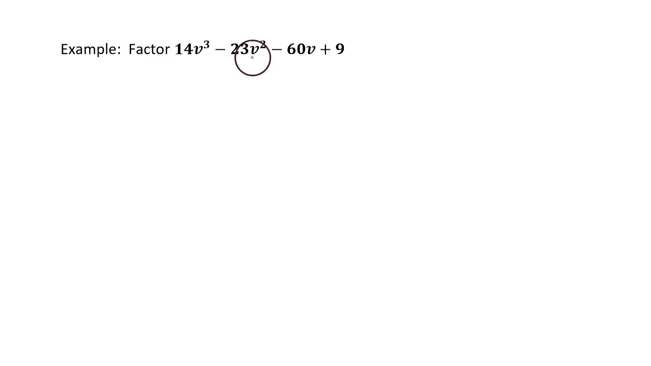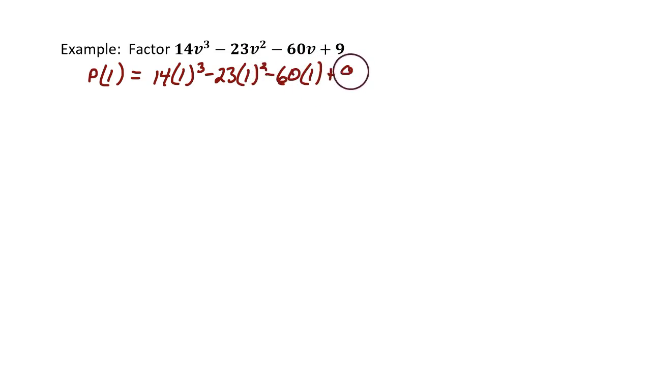Let's try one more example. This time we'll factor this polynomial. There's not a GCF in all terms, and if we try to group the first two and the last two together, it doesn't look like that will get us anywhere either. So let's use the factor theorem to find us a factor to get started with. What is P of 1? This makes negative 60.